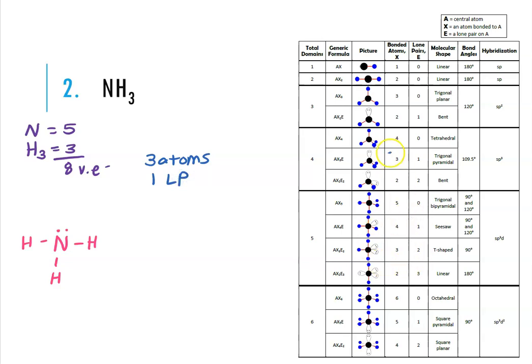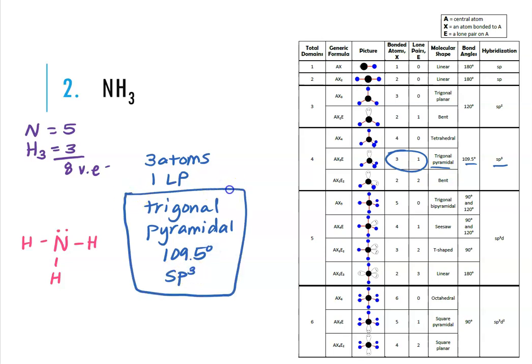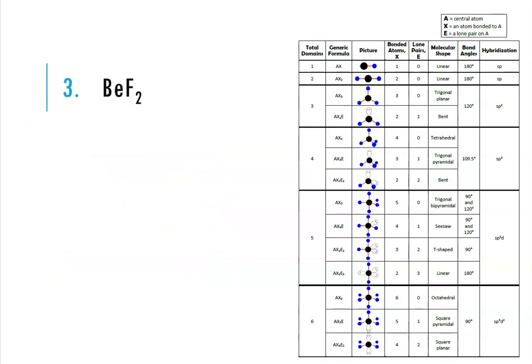So that combination means I'm looking at trigonal pyramidal. Bond angle is 109.5. Hybridization is sp3. Great. Moving on. BeF2. Be is in group 2, so it is 2. F is in group 17, so 7 times 2 is 14, for a total of 16 valence electrons. Be is my central atom, so I attach each of the fluorines.